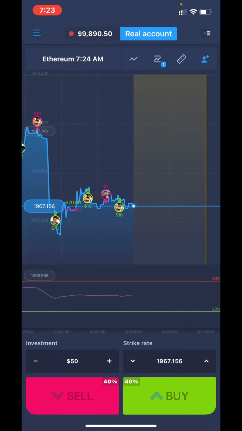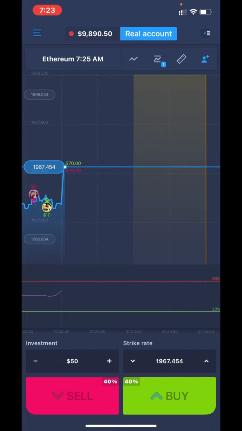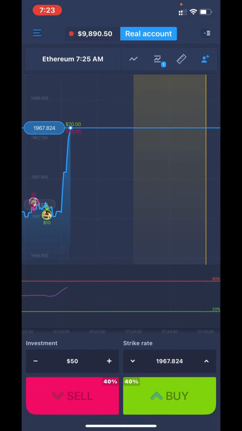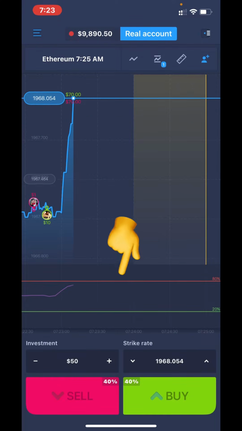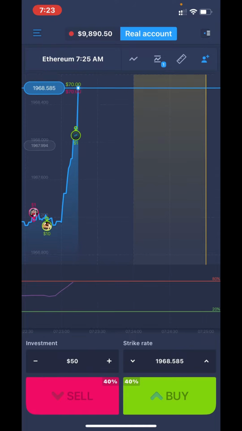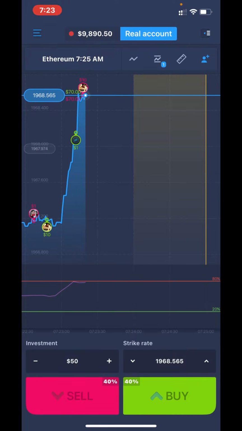Alright guys, in this video I want to be talking to you all about Expert Option and how to add the RSI indicator on your chart. As you can see below, I already have the RSI indicator added on this chart, but I'm going to remove it right now and walk you guys through the steps of adding the RSI indicator into your Expert Option chart.